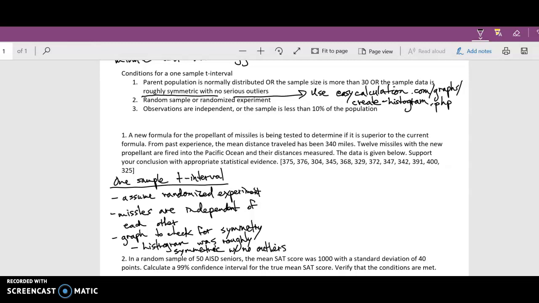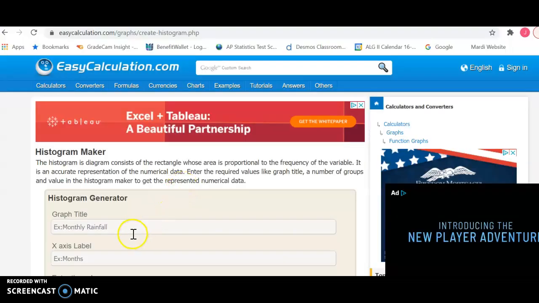Okay, so let me show you how to do that real quick. Okay, so it won't let you actually create this without creating a title and stuff for it. It doesn't have to be anything fancy. We're going to call this missile travel distance. That's what the graph is going to be.